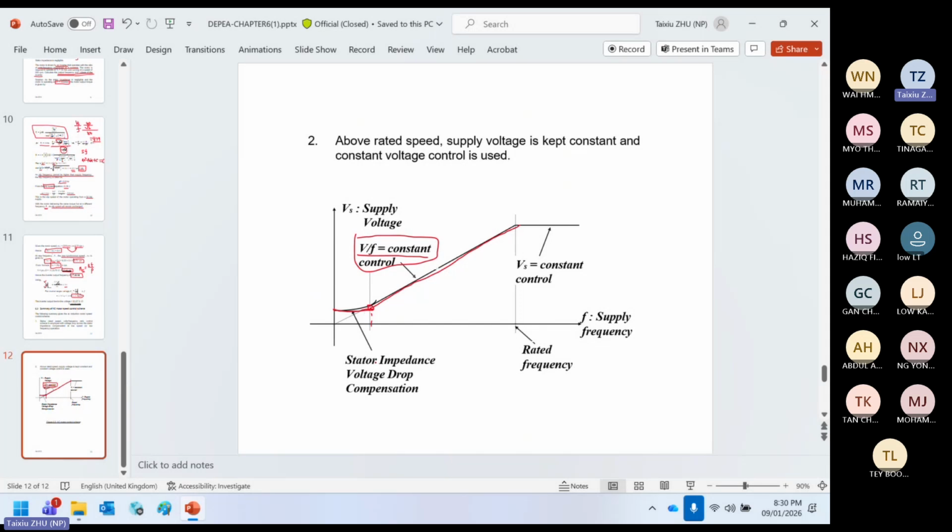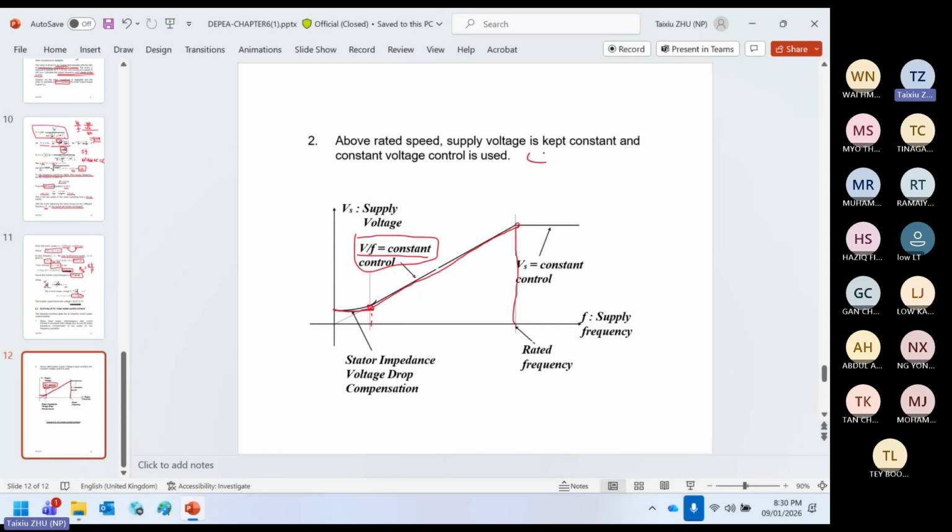Yeah, okay. That means the frequency is very low, below here. Then there's another part. Maybe what about the high speed? No, high speed also has a limit. Now, for example, when the frequency reaches the rated frequency, which is also the rated voltage, right?